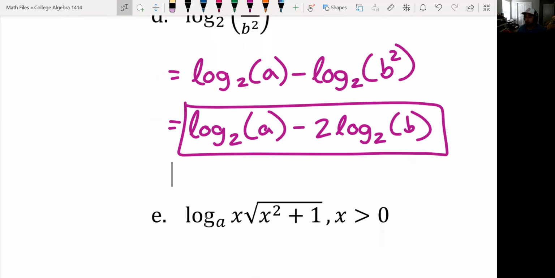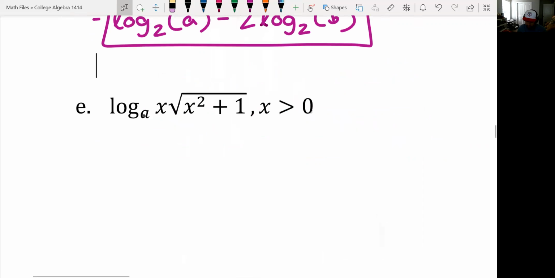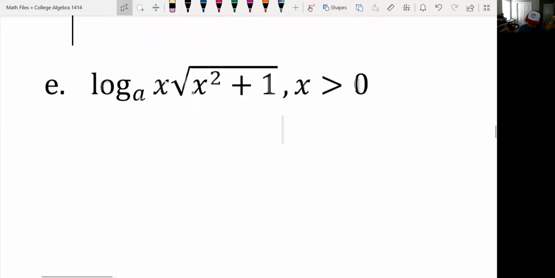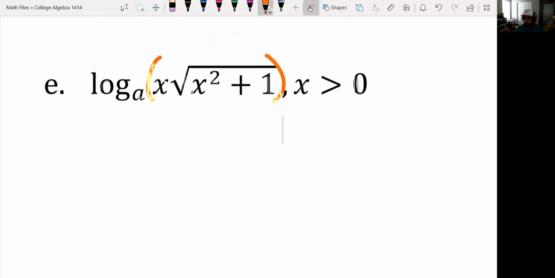Okay, perfect. Let's keep going. Ooh, look at this one. Now we're getting to complicated stuff. Okay, so now we want to expand this logarithm. So inside the log are 2 terms.